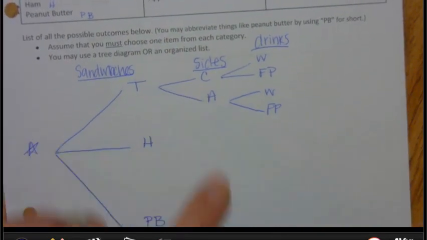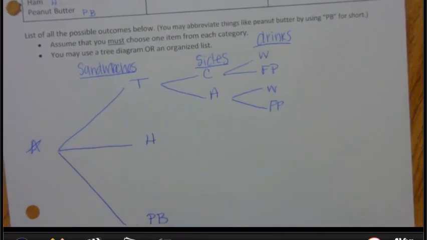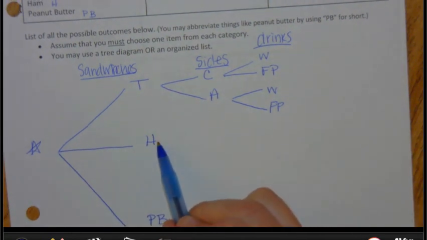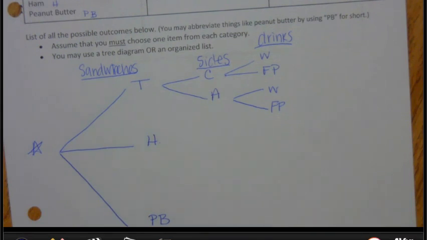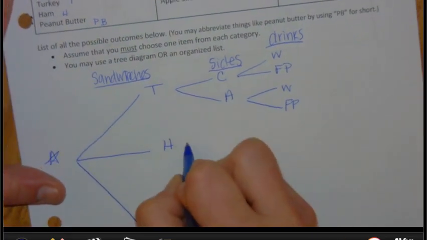So with this example here, I want you to go in and pause the video and take a moment to fill in the rest. If you chose a ham sandwich, what would your sides be and your drinks? And if you chose peanut butter, what would your sides be and your drinks? And then come back and check your answers with me.